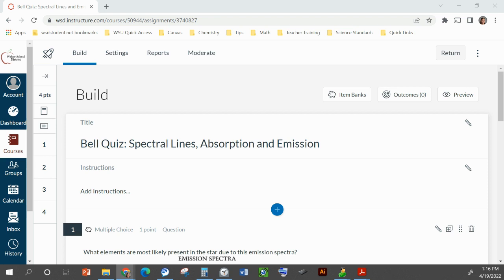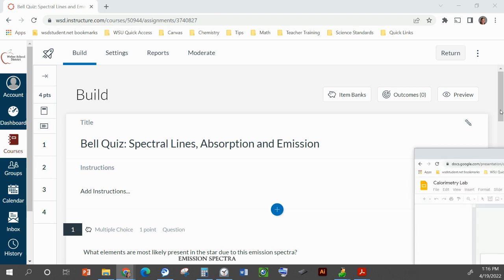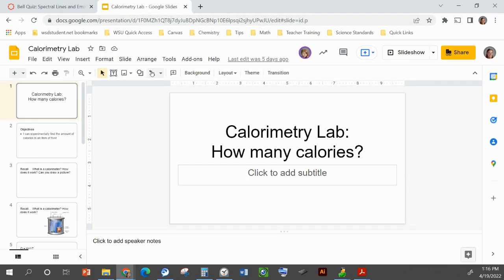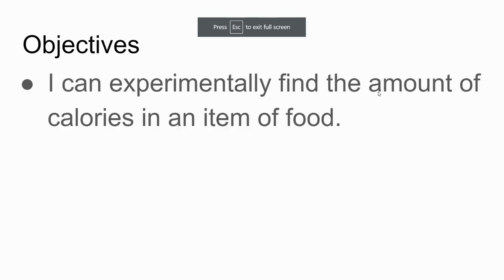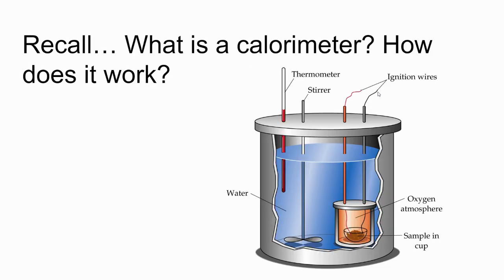So we're going to go outside. We're going to burn some food, and we're using the outside as ventilation. So our goal today is to figure out how many calories are in a piece of food. Okay. So let's just go back to, this is our calorimeter.